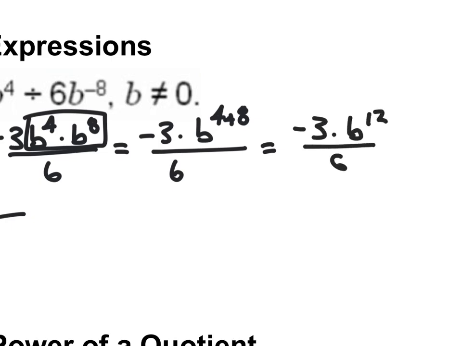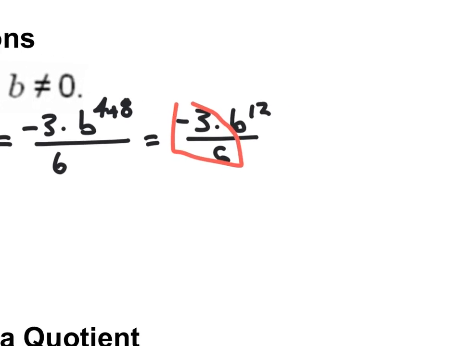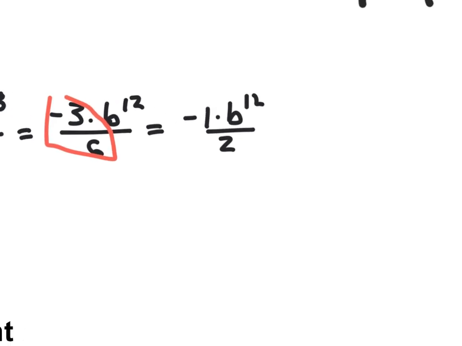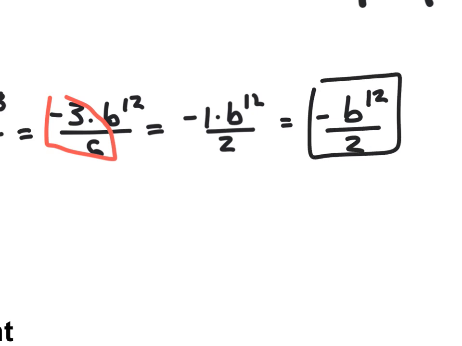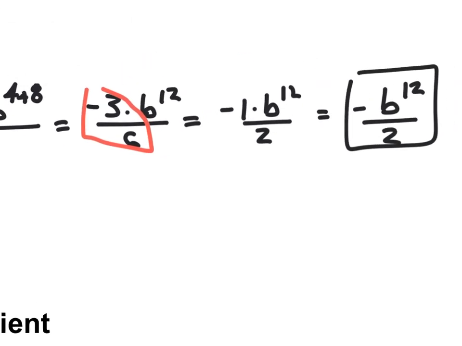Now I need to simplify my numbers. So negative 3 divided by 6 simplifies to negative 1/2. So this is negative 1 times b to the 12th over 2, which really we'd want to simplify and write as negative b to the 12th all over 2. And that's it. So that's what we do. That's one way of doing it.